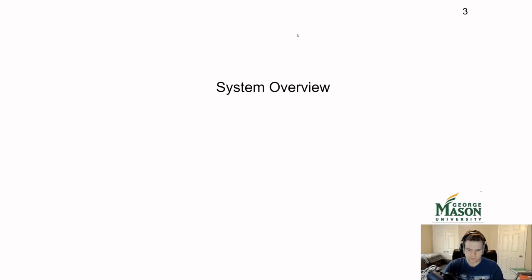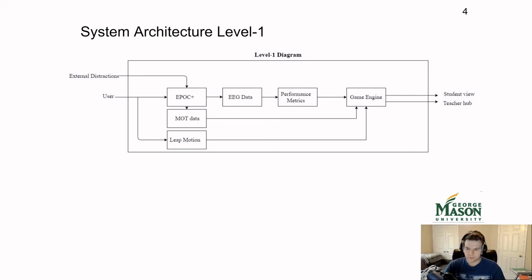Now for the system overview. This is our level 1 diagram. You can see right here that we have external distractions and the user being fed into the Epoch Plus. This is where it monitors brain signal data. The motion data right here is going to be gathered from the Epoch Plus as well. This is for looking around in the virtual environment. This Epoch Plus data is also going to be fed, and this is the EEG data.